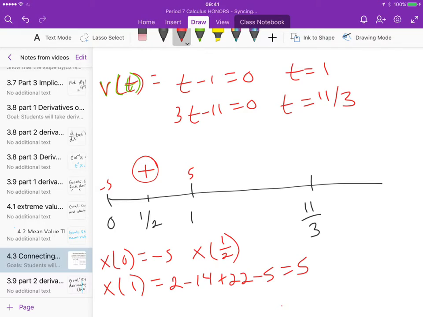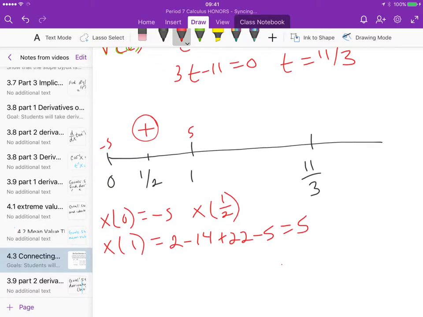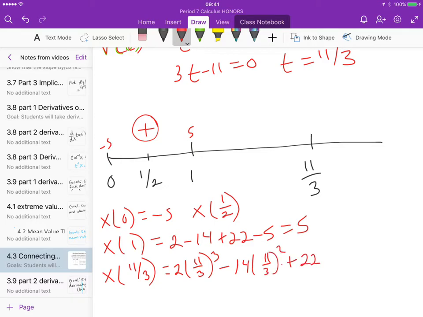And now we need to see what's happening specifically at 11 thirds, all right? So let's find out what's happening at 11 thirds. So x of 11 thirds in this case, and this is going to be a little bit of a tricky one, so our calculators will be extremely helpful when we do this one here. So we're at 2 times 11 thirds, and that's going to be quantity cubed, minus 14 times 11 thirds quantity squared. And then we have plus 22 times 11 over 3 minus 5 in this particular example.